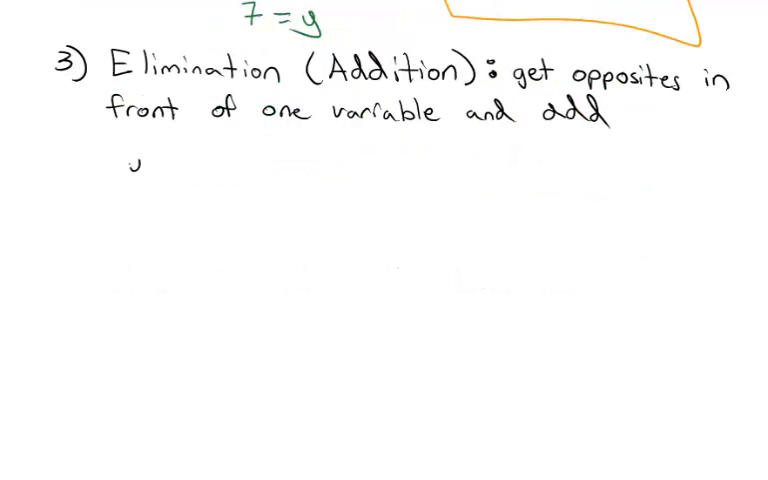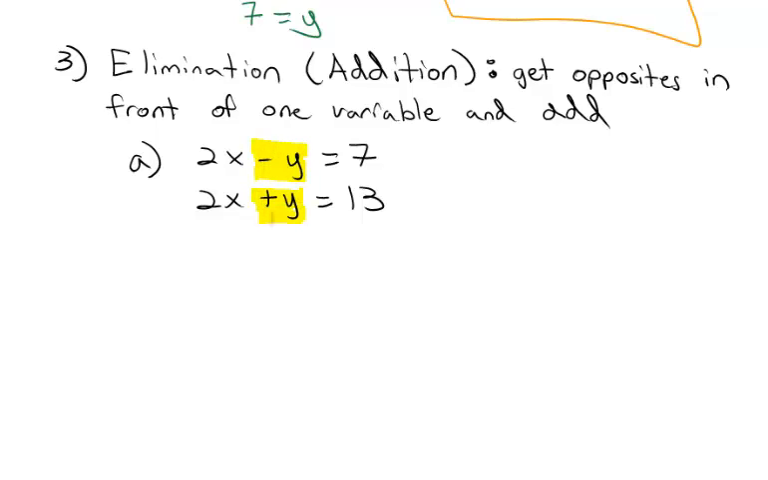So what I mean by that, a couple examples here. If I've got 2x minus y equals 7 and 2x plus y equals 13. When I say we want to get opposites in front of the variable, you notice that negative y and positive y are opposites. If we add them together, we get 0. That's what an opposite is. So because they're opposites, we can go ahead and just add these equations together.